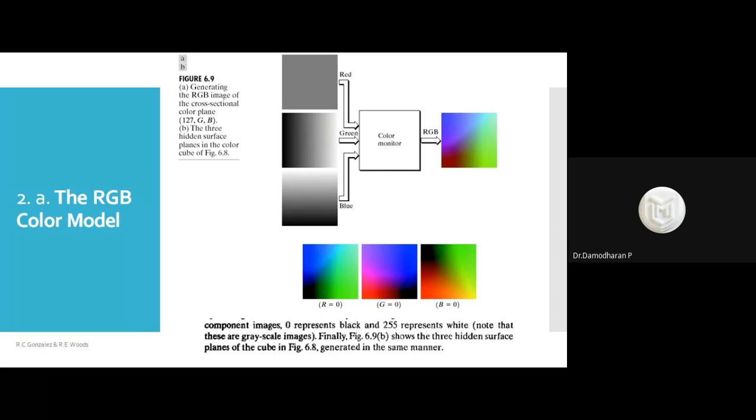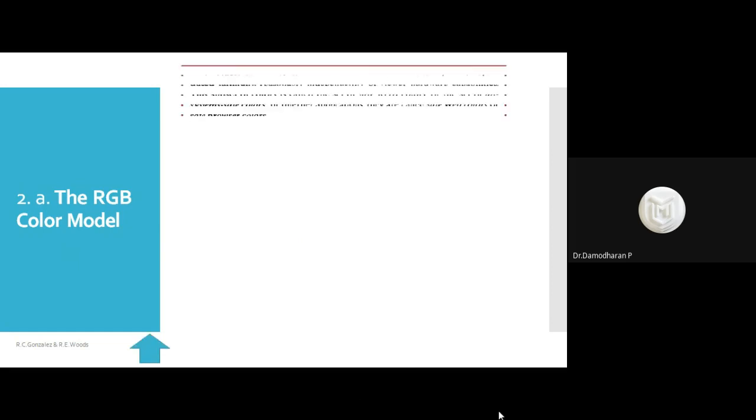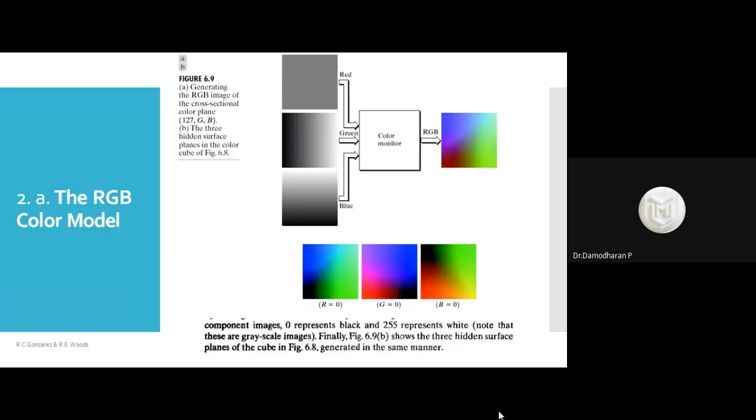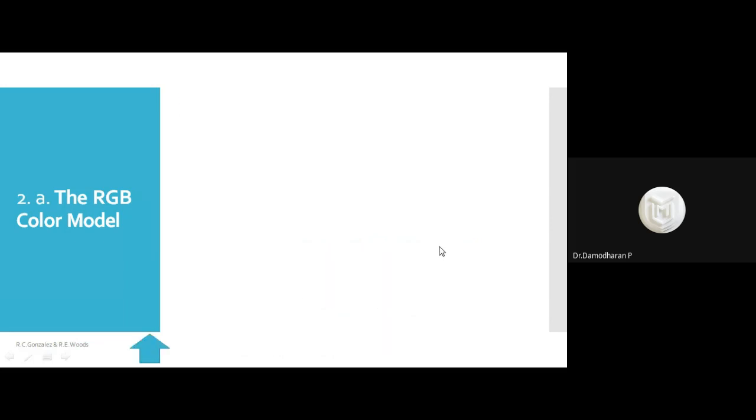If the R value is equal to 0, in this diagram there is no red color. If G is equal to 0, there is no green color. If B is equal to 0, there is no blue color. If we combine all these colors together, we can give true colors. So this is called the RGB color model.